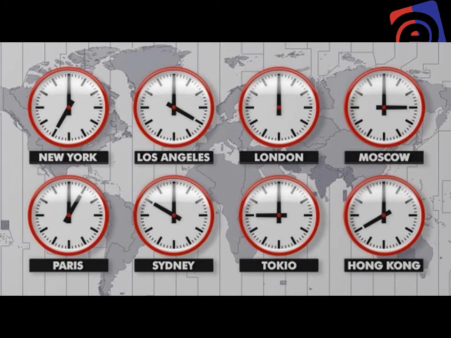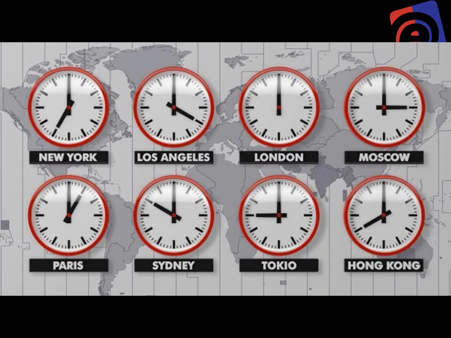Look at your slide now, and there are clocks. Okay, so you can see these are clocks, 8 different clocks. When it's 7 o'clock in New York, it's 4 o'clock in Los Angeles. And it's midnight, it's 12 o'clock in London. It's 3 o'clock in Moscow. It's 1 o'clock in Paris. It's 10 o'clock in Sydney, 9 o'clock in Tokyo, and 8 o'clock in Hong Kong.